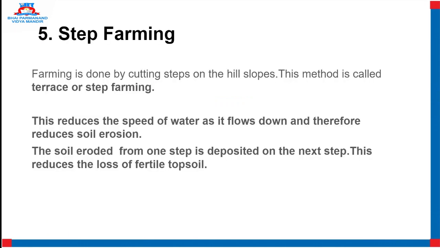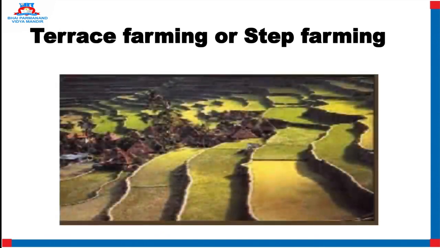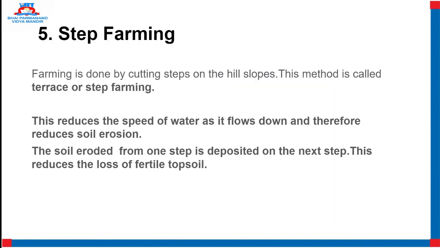Now, let us discuss another method which is used for conserving soil, which is step farming. Children, this is the picture of terrace farming or step farming, as we say, which is done on the hillside. If you have ever visited any hill station, you must have definitely seen this, and it looks really beautiful. And also, it helps in preventing soil erosion. So, let us discuss this. Children, farming is done by cutting steps on the hill slopes, and this method is called terrace or step farming.